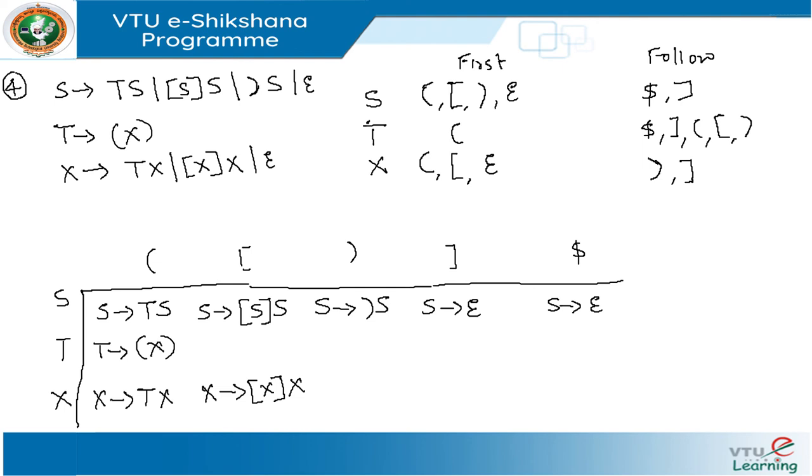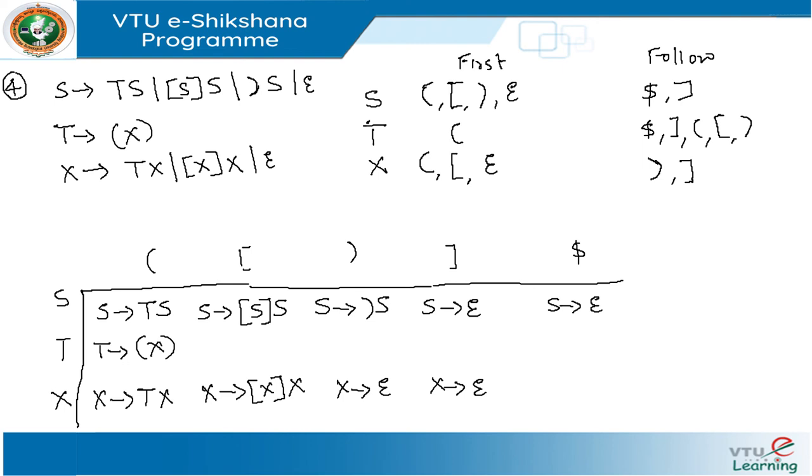Then epsilon is there, so when we have epsilon, we need to look at the follow sets. In the follow set, the symbols are closing parenthesis and closing square bracket. So to get a closing parenthesis, we need to use the production X derives epsilon. And to get a closing square bracket, again we need to use X derives epsilon.